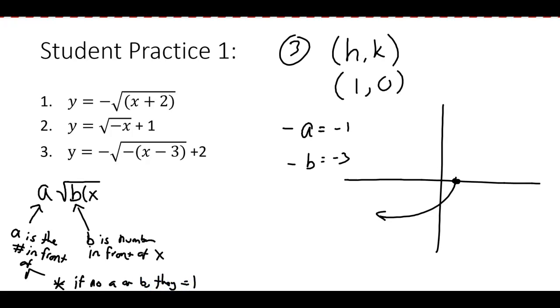So remember, if there's no h or k, those equal 0, right? But if there's no a or b, like this one, for instance, no a, then you can assume that's a 1. Right? All right. So I'll let you guys work on that for a little bit.